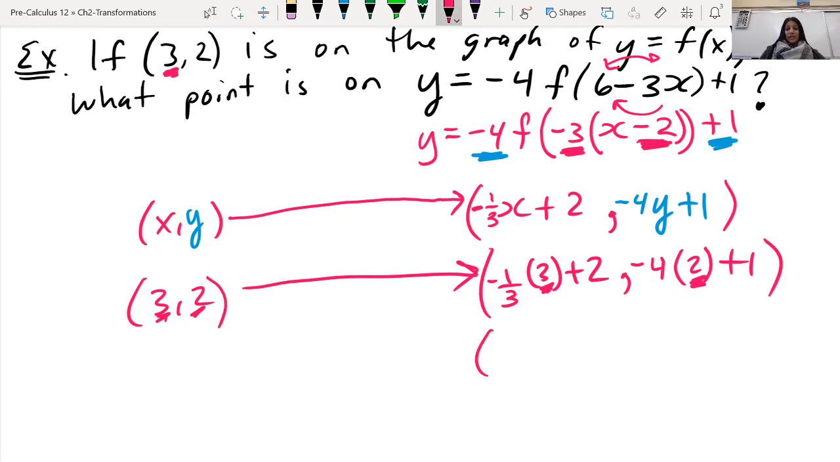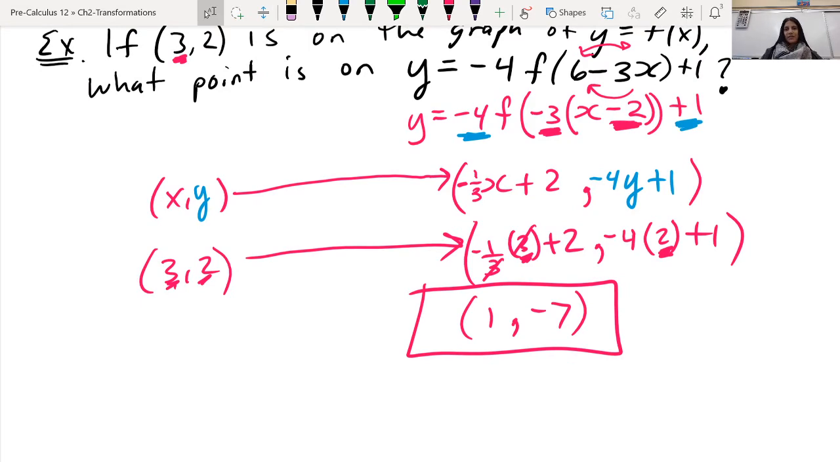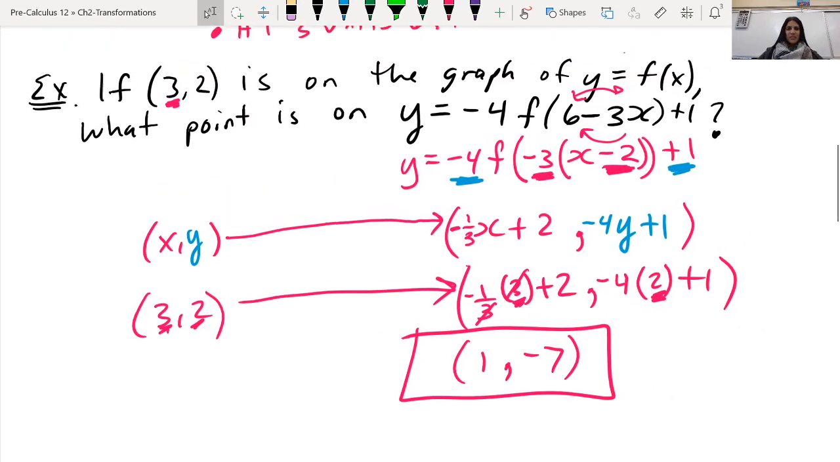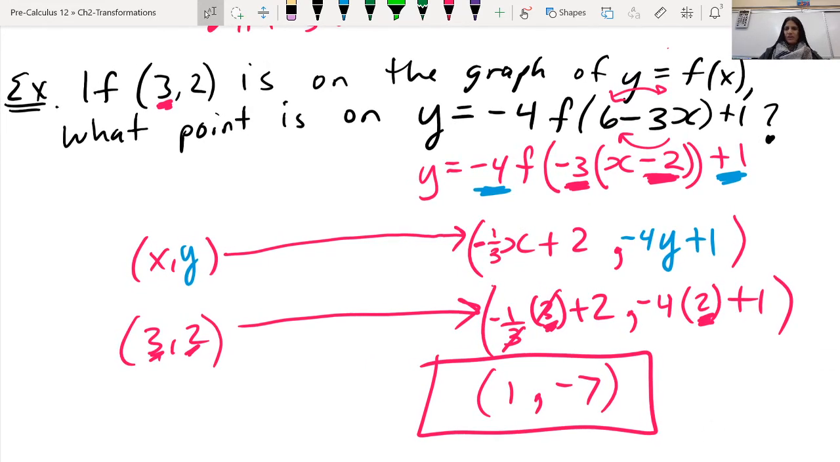And then we're just simplifying this. So you can see here that these nicely just conveniently cancel out. So I just get negative 1 plus 2, so I get a 1. And then here we have negative 8 plus 1, so this ends up being negative 7. So after all of that, our point is 1, negative 7. And this has the potential to be kind of complicated, but if you go through, pick things out, do it step by step, it makes it a lot easier to work with.